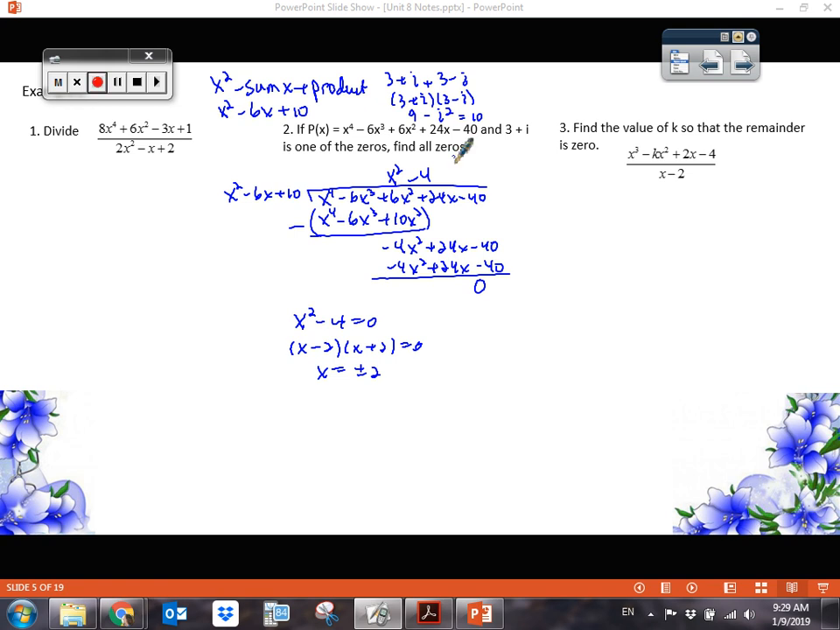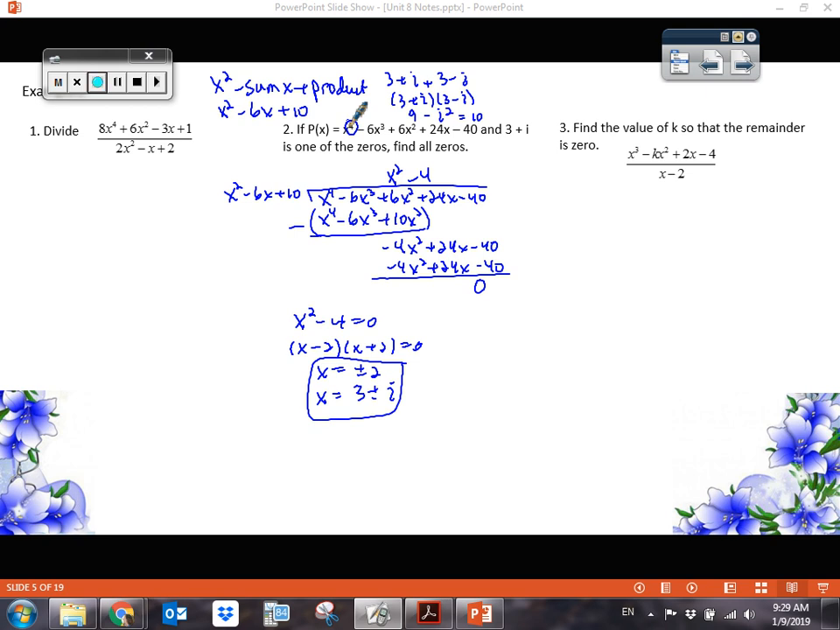So we find all the zeros. We have plus or minus 2, and we have 3 plus or minus i. Those are all of our zeros. We know that because it's a fourth degree, and I have 4 zeros. Okay, are we doing okay? Okay.